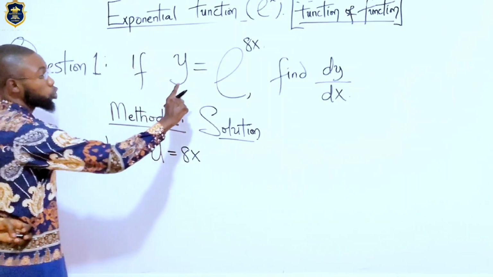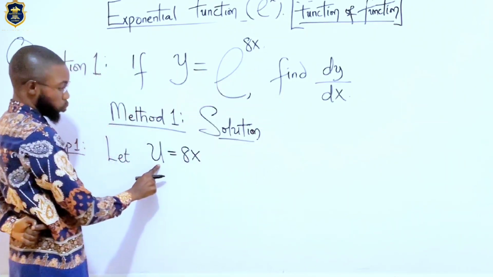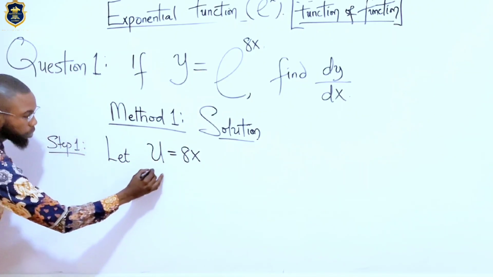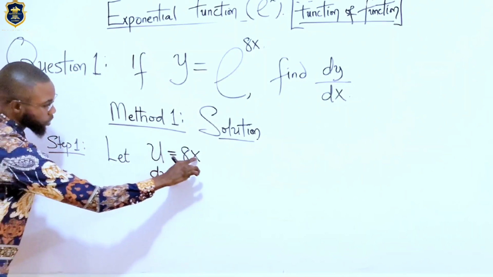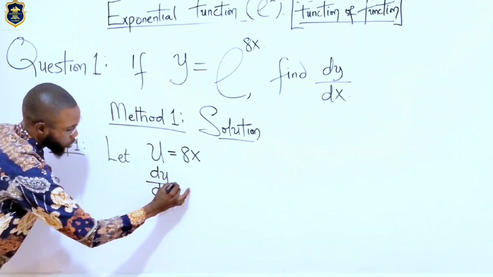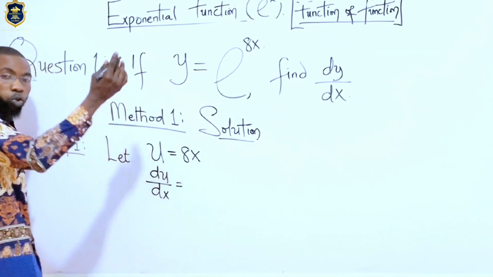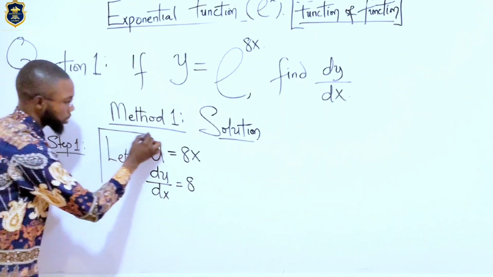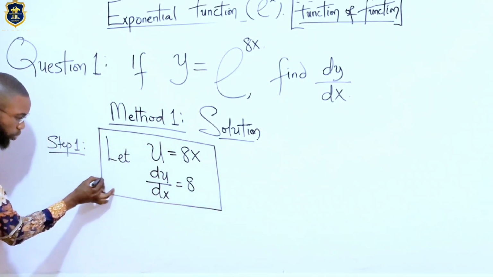Having replaced with u, whenever we see 8x, we fix u. Then we differentiate u with respect to x, then it becomes du over dx. If we differentiate 8x, what do we have? I've taught you this for a long time, it is 8. Let's keep this one aside as our step 1. That's the first thing to do.